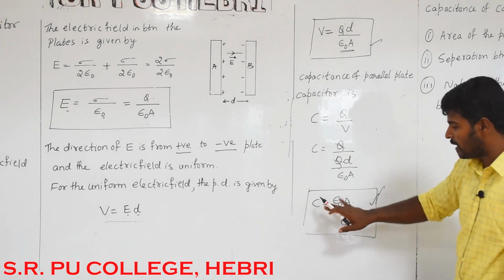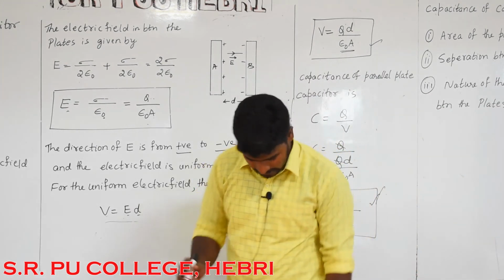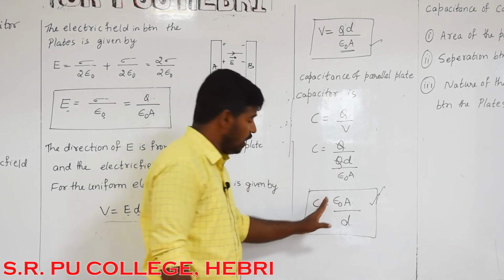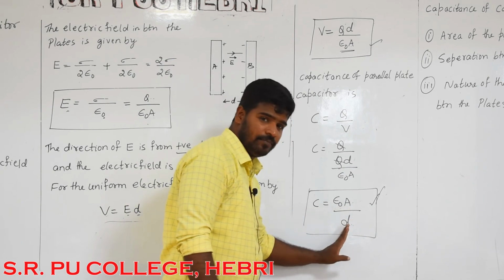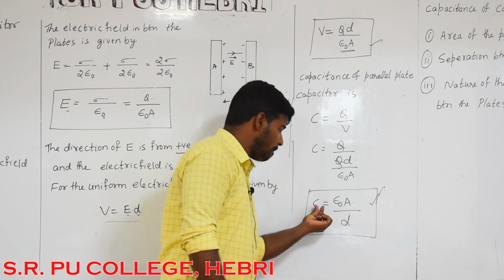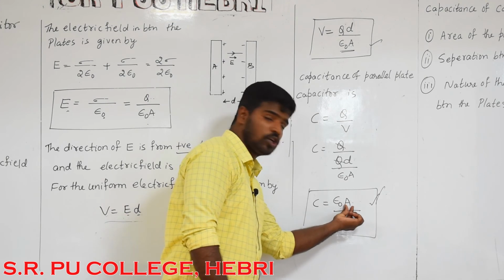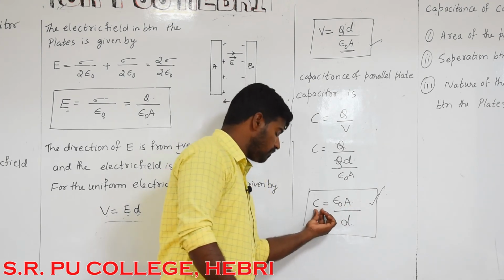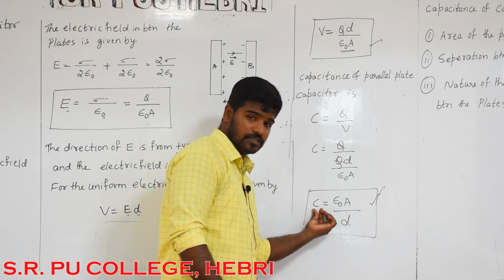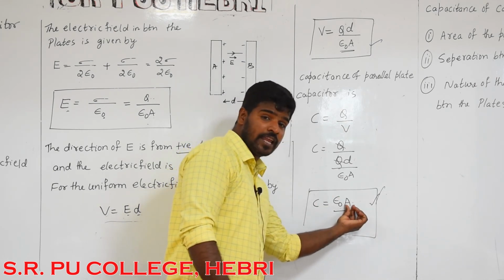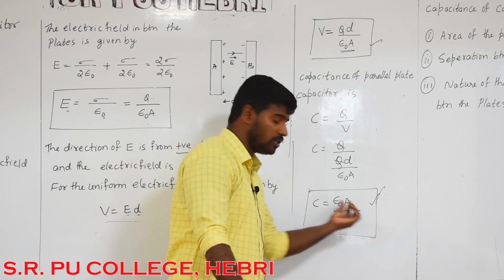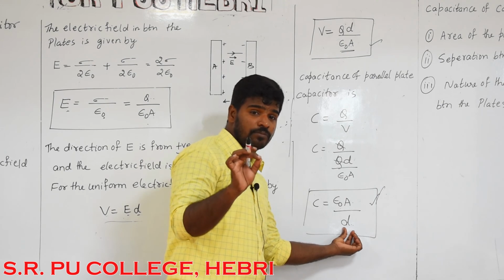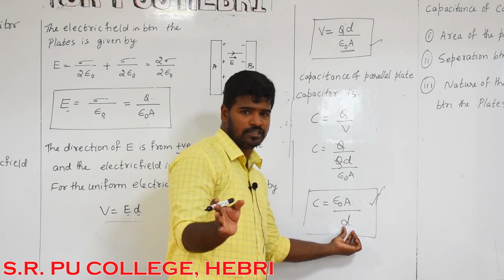The capacitance of a parallel plate capacitor is expressed by C is equal to epsilon naught times A divided by D. A is nothing but the area of the plates. Therefore capacitance of a parallel plate capacitor is directly proportional to the area of each plate. Capacitance is inversely proportional to the distance between the two plates or the two conductors.